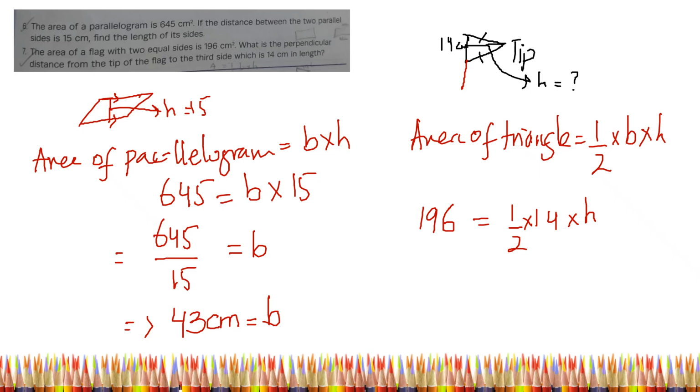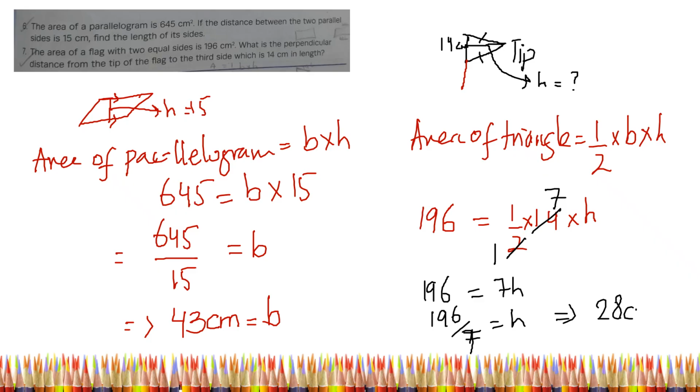So it will be 2 1s are 2 and 2 7s are 14. Now what you can do is 196 is equal to 7h. You need to bring 7 to the left side. 196 divided by 7 is equal to h. Now 196 divided by 7 is going to give you 28 centimeter, as it's the height, so it will be written in centimeters. So the height is basically 28 centimeters.